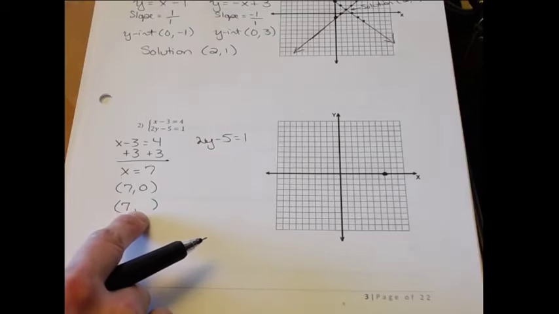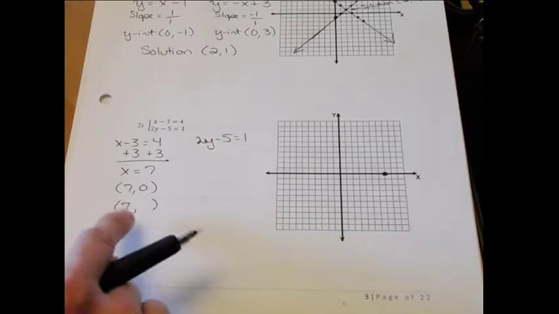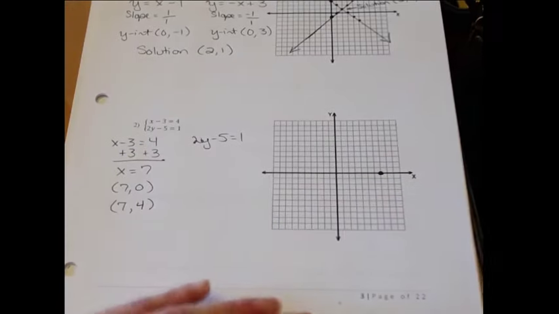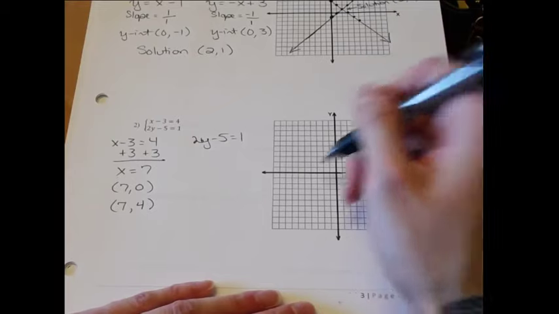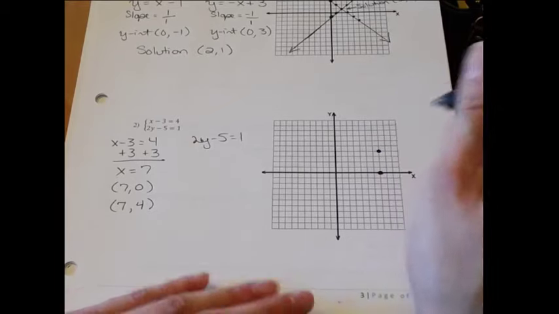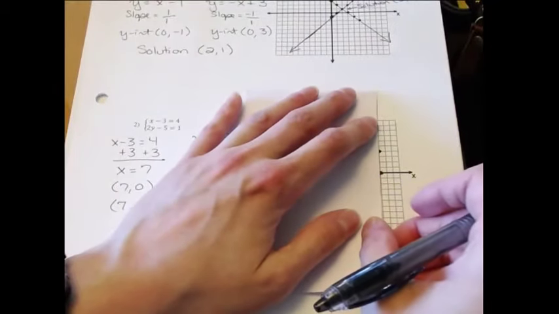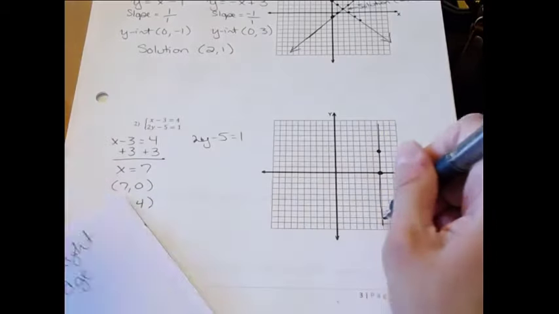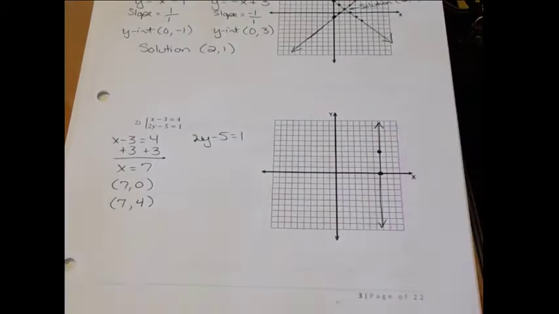And the reason is, it only says x is 7. So that could be any ordered pair you'd like. So I'm going to call that 4. Let's plot the point 7, 4. So 7, 1, 2, 3, 4. And voila, I have my vertical line. If you recalled from Unit 4, you would say, oh yeah, that makes sense. When you have x is equal to a number, that's a vertical line, and it'll always be a vertical line.